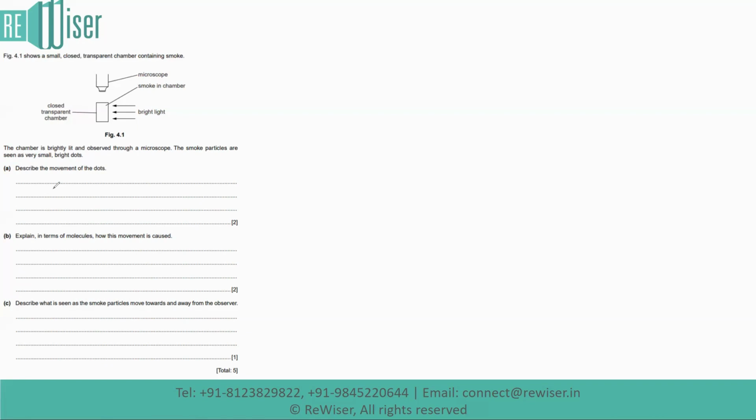Moving on to the last part, describe what is seen as the smoke particles move towards and away from the observer. As the smoke particles move towards and away from the observer, it is seen that the dots move in and out of focus, or they randomly disappear and appear brighter.